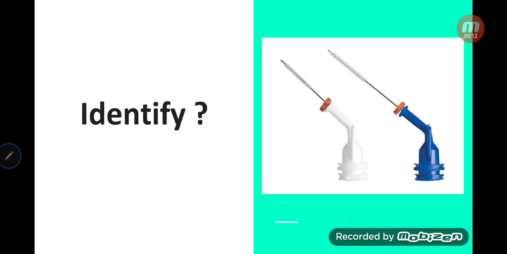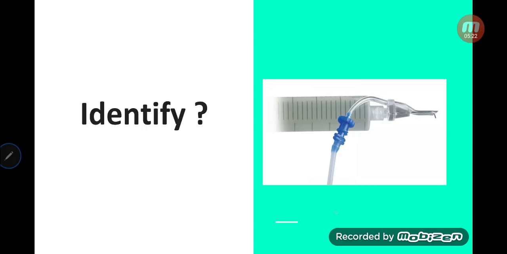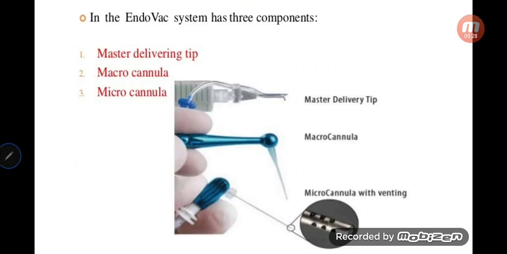These are endo brushes, which are also called NaviTips, which are used to clean the root canal morphology or root canal systems. This is EndoVac, once asked in AIIMS. These are different types of tips that are available in EndoVac: the master delivery tip, and the macrocannula and the microcannula, which has multiple vents, which is a type of irrigation system.